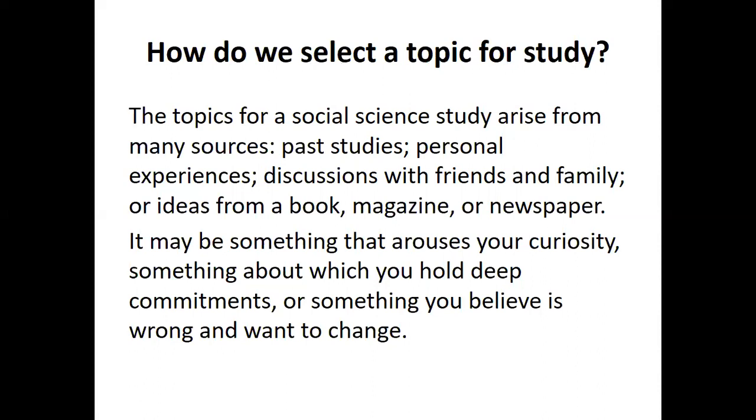The topics for research in social science study arise from many sources. Many sources are there to choose a topic for study. You can refer to past studies, you can take personal experiences, and you can discuss with friends and family, and you can obtain an idea from a book, a magazine, even a news item that appears in a newspaper can spark an idea of a research work in your mind. So the topics for the social science study arise from many sources.